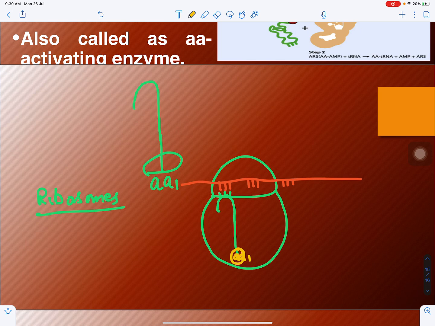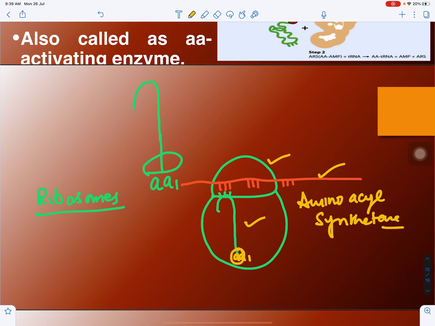So these are messenger RNA, transfer RNA, ribosomes, and the amino acid synthetase enzyme, which helps in binding of the amino acid to the transfer RNA, and the transfer RNA carries the amino acid over the ribosomes and messenger RNA for the formation of the protein. So these are all the requirements for protein synthesis. In the next video, we'll discuss the exact mechanism of how protein synthesis occurs.